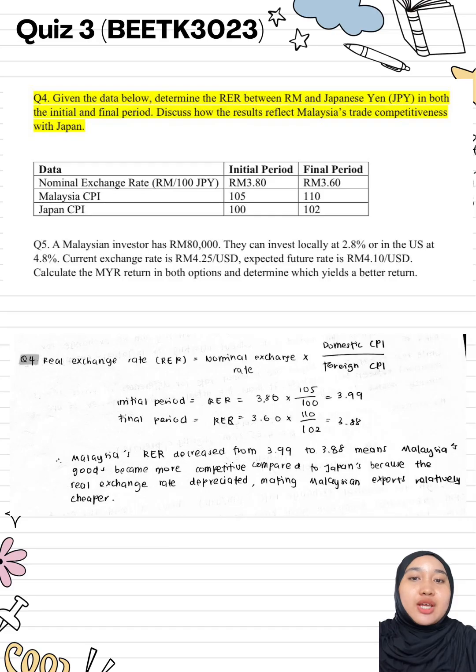In the final period, the nominal exchange rate slightly drops to 3 ringgit 60. Malaysia's CPI rises to 110, while Japan's CPI rises only to 102. So now the RER is 3.88. This drop in RER from 3.99 to 3.88 shows that Malaysian goods have become relatively cheaper compared to Japan, even though the ringgit slightly appreciated nominally. In simple terms, this real depreciation means that Malaysia's trade competitiveness has improved. Our products are more attractive to foreign buyers, and that can boost exports to Japan.